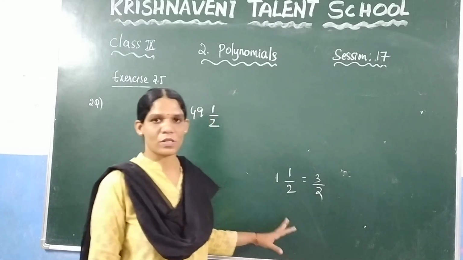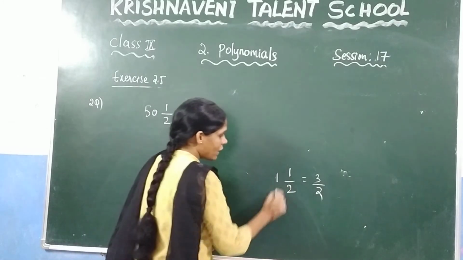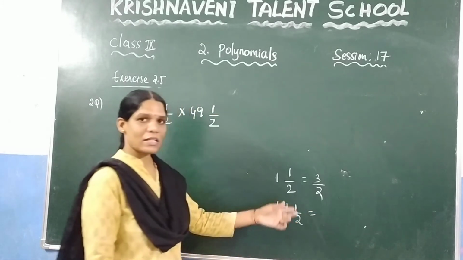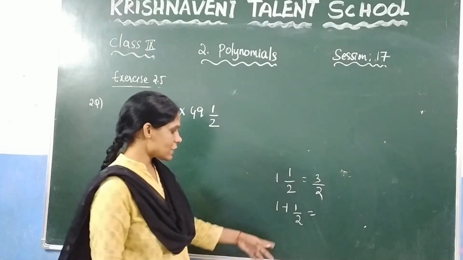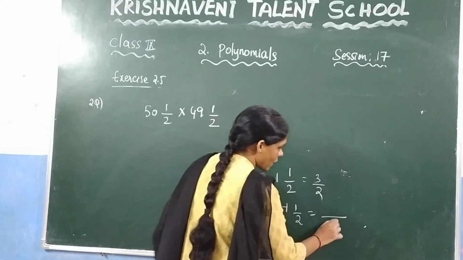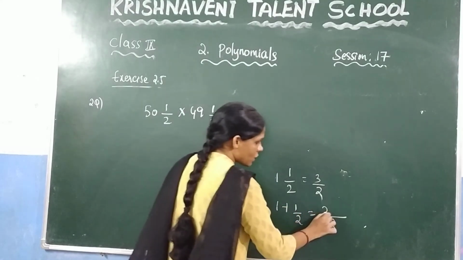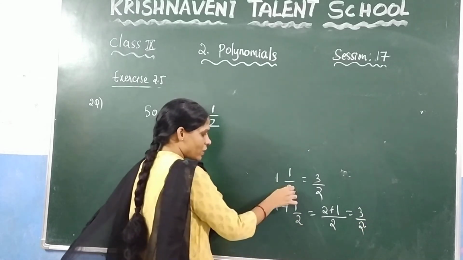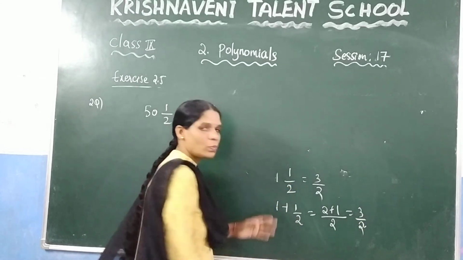This is the normal process. This one you can write as 1 plus 1 by 2 also. You can check whether you are getting the same answer or not. You can take the LCM here. What do you get? The LCM is 2. So 2 into 1 which is 2, plus 1 which is 3 by 2. That means 1 1 by 2 and 1 plus 1 by 2 are both the same.